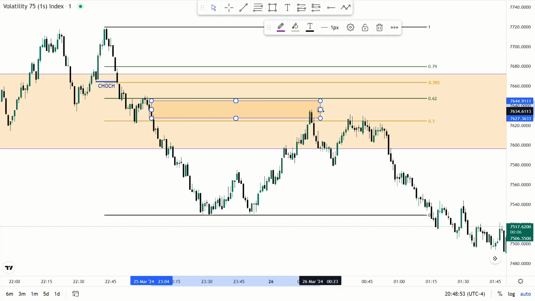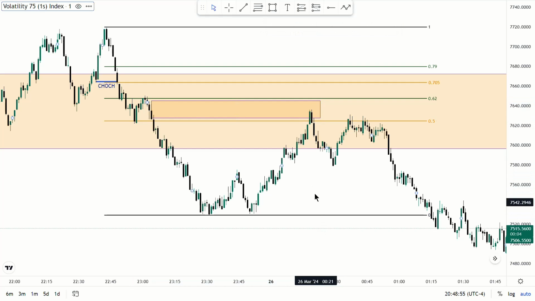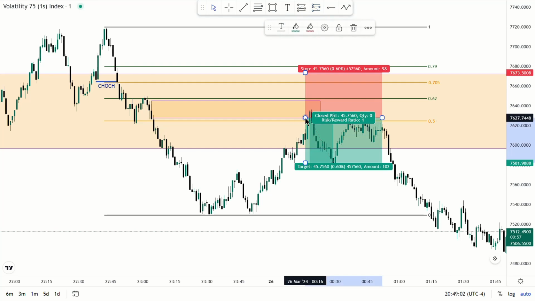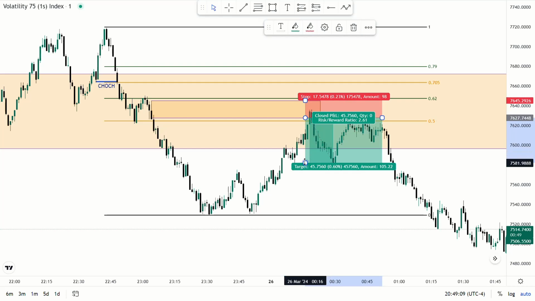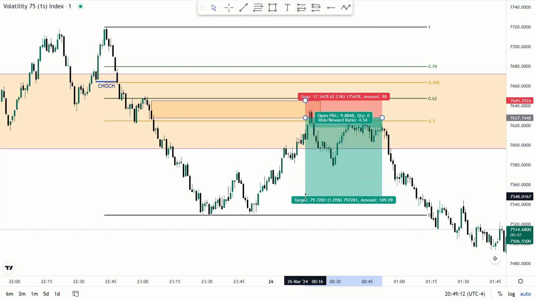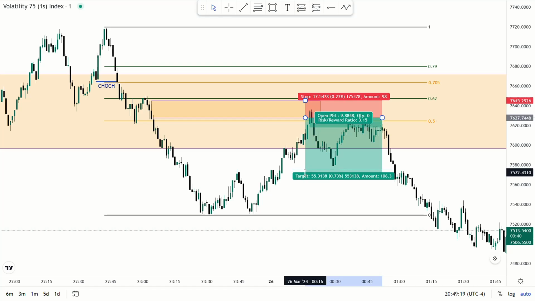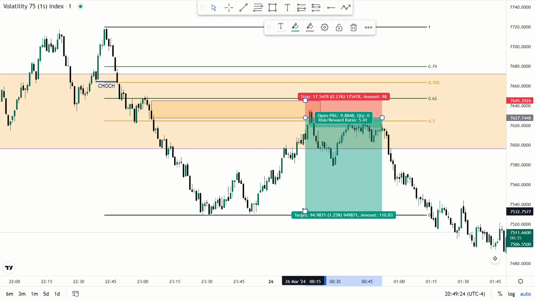So if you entered here, for some of you who scalp like me, if you entered and then put your stop loss above there, and then maybe take some profits, I always take some profits when it reaches the risk to reward ratio of 3. So you can even take your final profits right here if you want.